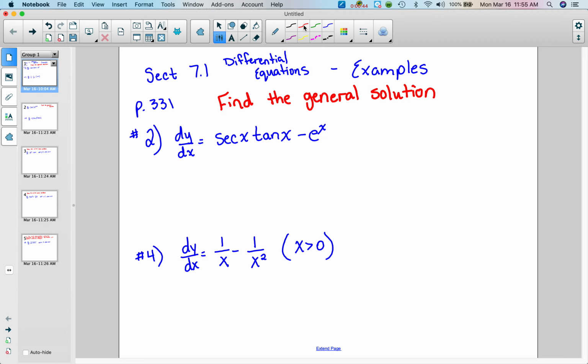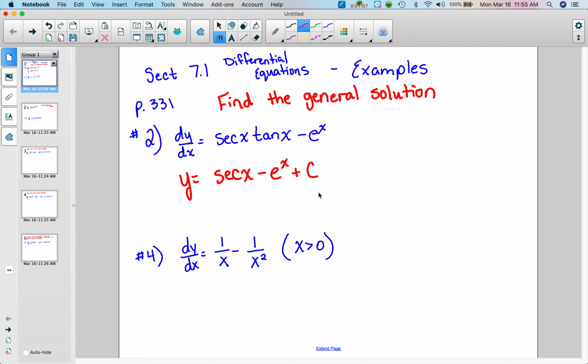So when you are solving this, we would get y equals, and we're going to have a secant x, because the derivative of secant x is secant x tangent x. And then the antiderivative of e to the x is just e to the x. And then because there could have been some constant, we have to include the constant.